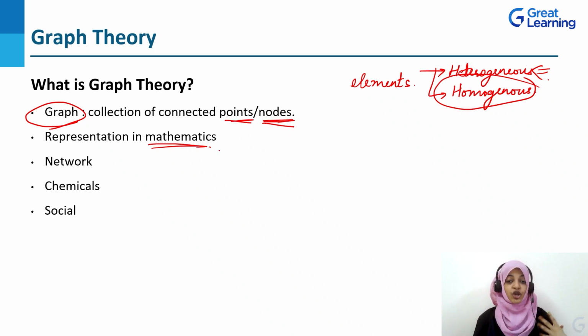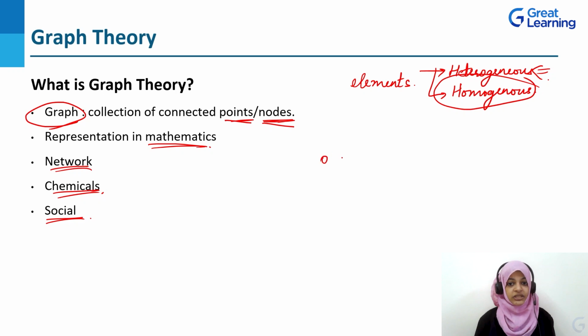Some of the most commonly seen graphs are in the form of networks, chemicals, and even social interactions. Networks, as we already know, are the connections between various nodes, wherein the nodes would be either humans or other kinds of communication devices.